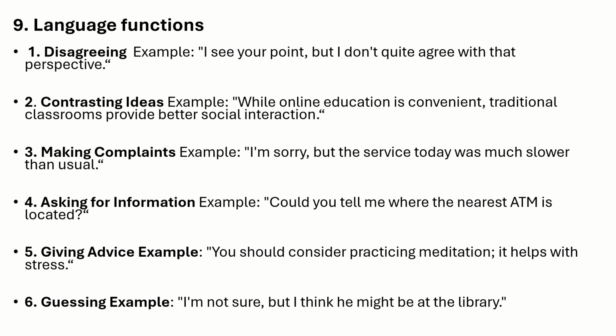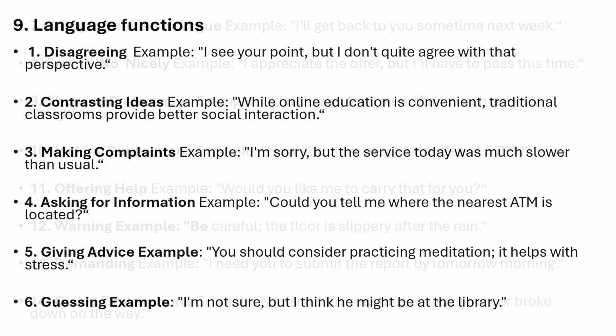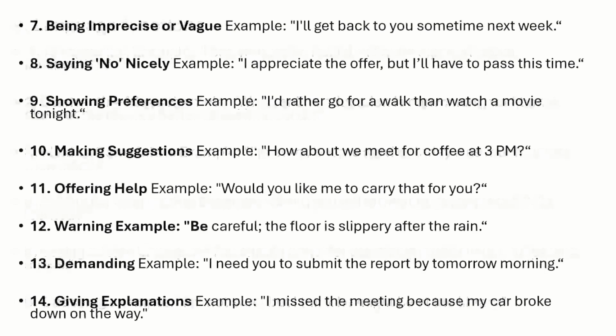Moving ahead, we have some more for you. At 7, we have being imprecise or vague. Example, I'll get back to you sometime next week. You're not exactly telling when, you are just saying sometime next week. So that is being vague or imprecise. Saying no nicely. Example, I appreciate the offer, but I'll have to pass this time. You're saying no, but you're saying it very nicely so that you don't offend the person that you're talking to.